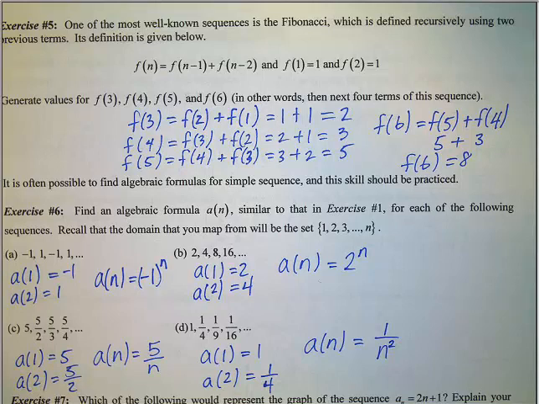All right, let's see how you did. For letter A, you should have a of n equals negative 1 to the n power. For letter B, you should have 2 to the n power. For letter C, you should have a of n equals 5 over n. And letter D, you should have a of n equals 1 over n squared. If you couldn't figure those out, then make sure that you ask in class. Go ahead and pause the video again and try number 7.